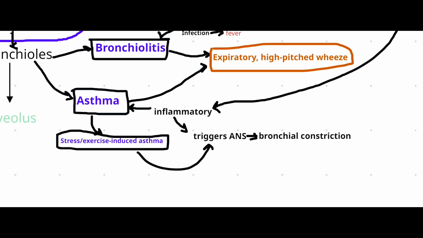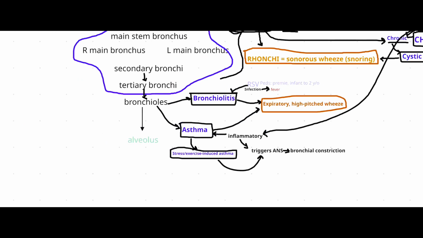Yeah, because remember how this links, right? If it's inflammatory, there's also bronchial constriction. So it could be that they have the inflammatory asthma that is also triggered by activity, because it also activates the ANS. So now let's go to the alveoli.